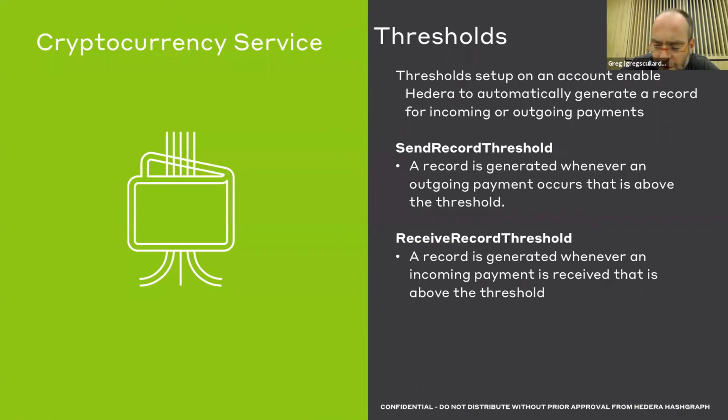So you could have it set up so that anything over 10 or 100 HBAR automatically generates a receive or a send record threshold, and maybe anything over 1,000 HBAR has an automatic receive record threshold, so that you can later prove that those payments have been done.